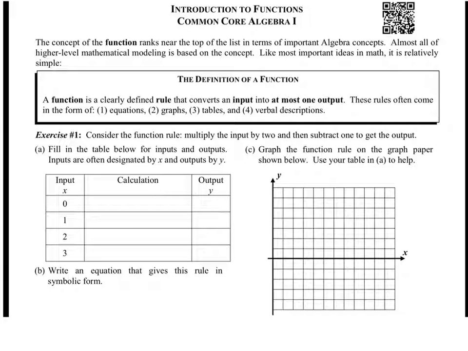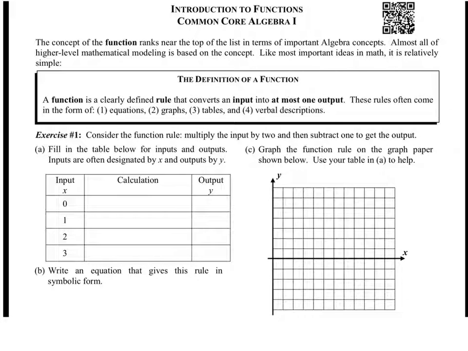So the function, how it works is that every input has only one output. So every single x can only have one y. So we have looked at functions, we just haven't called them functions, we've called them linear equations, in the form of equations, graphs, tables, and verbal descriptions. So we're going to look at the rule, multiply the input by 2, and then subtract 1 to get the output. So our inputs are our x values, and we're looking for the y values.